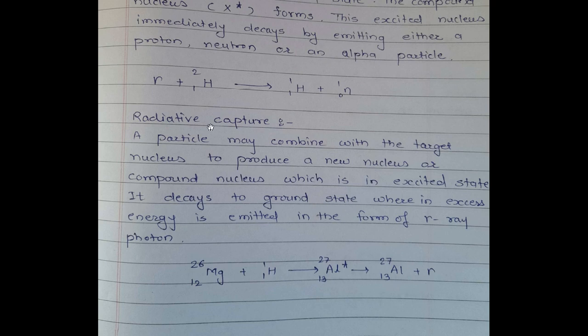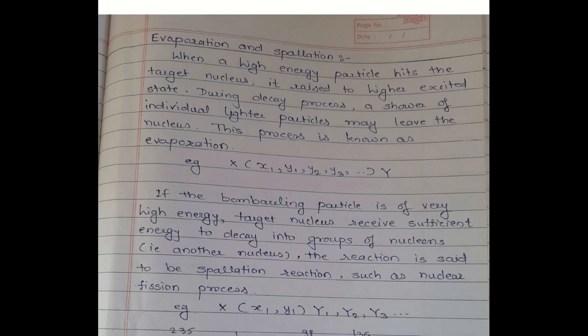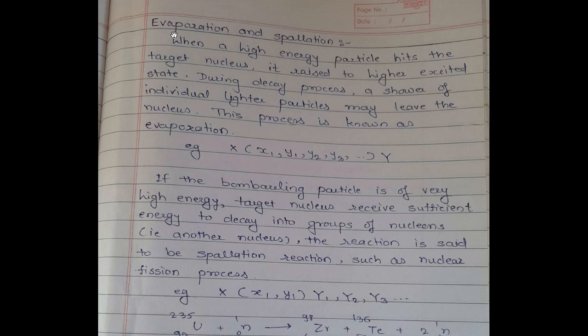So this type of reaction, in which a bombarding particle gives its energy to the target nucleus, some intermediate state is achieved, and finally we get another product nucleus along with a gamma ray photon, we call the radiative capture reaction. Now, there is a more interesting part, what we call the evaporation reaction and spallation reaction.